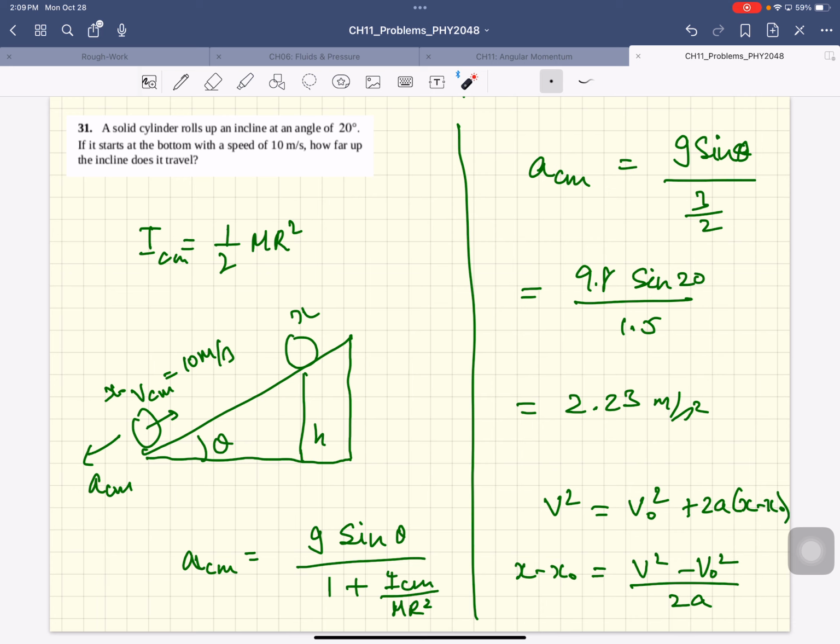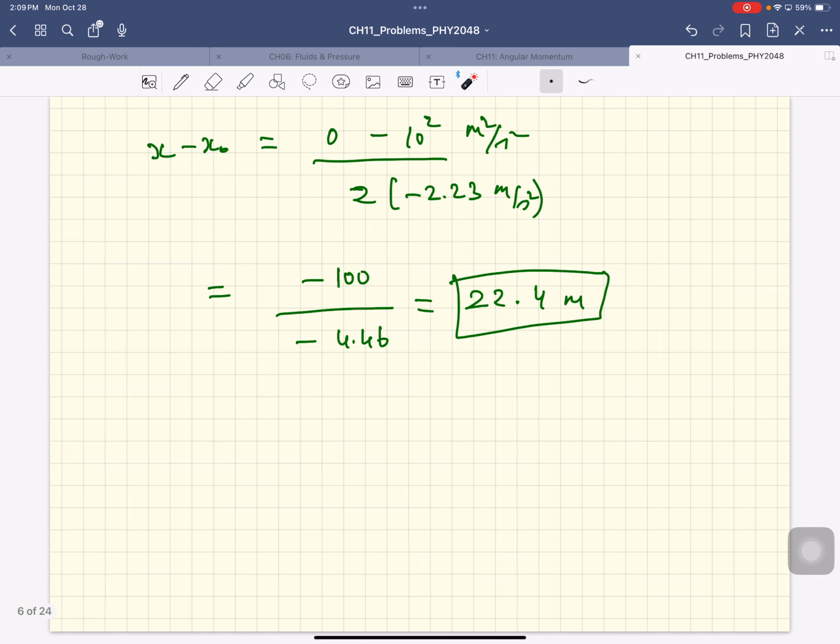Okay, so 10 meters per second is 25 miles an hour. So if you roll up a cylinder, 22 meters would be from that end to the roof there. You roll up a drum at 25 miles an hour, it'll go up that high. Okay.